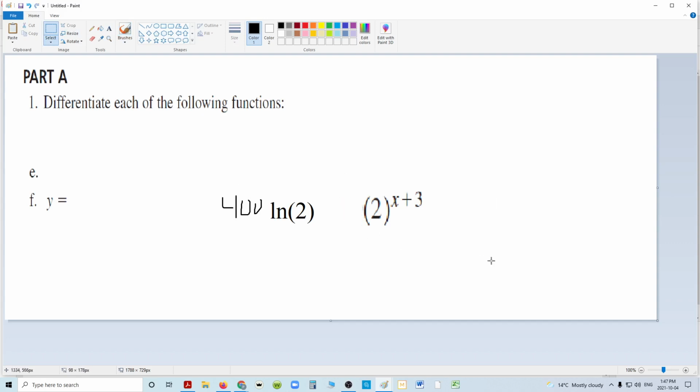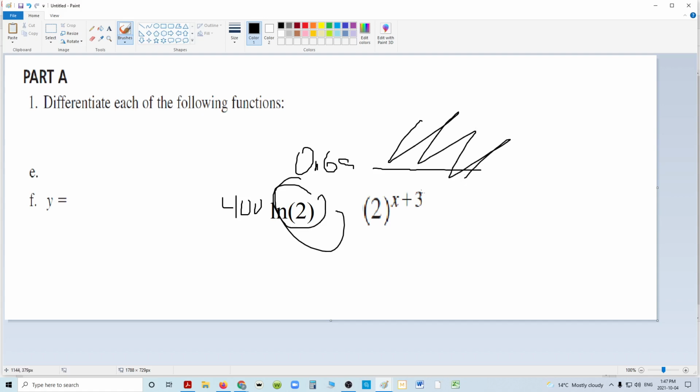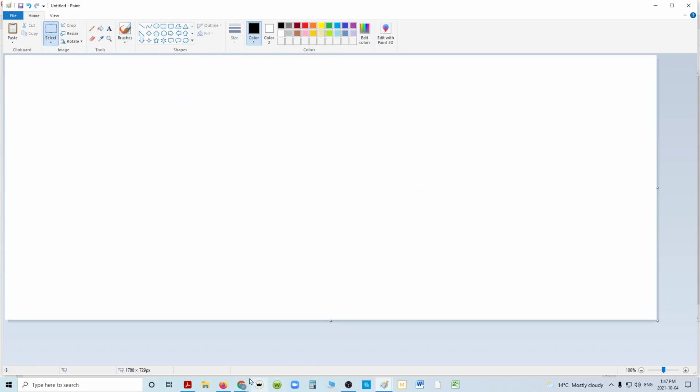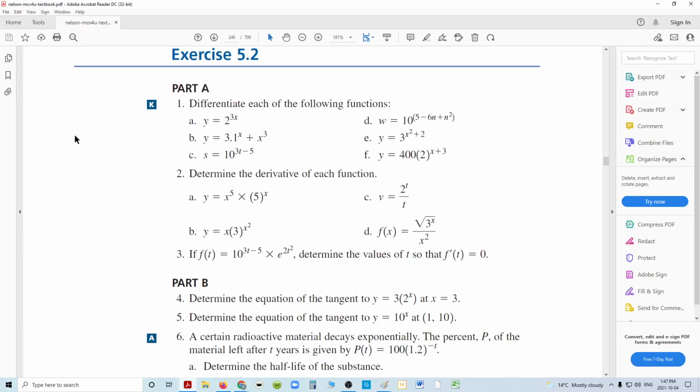If your teacher asks for decimal places, then you have to punch in ln of 2 in your calculator, which we know is 0.69 something, something, something. The reason ln is more accurate is because there's no rounding errors. So that's number 1. Number 2.